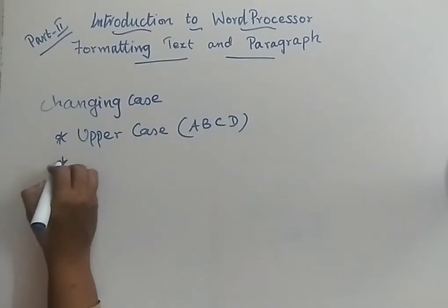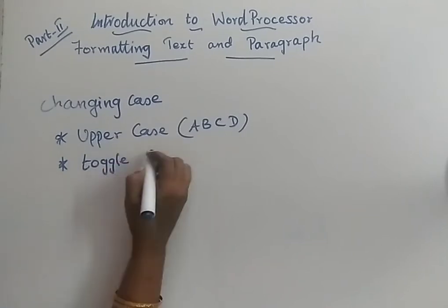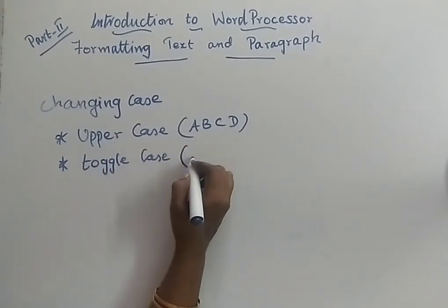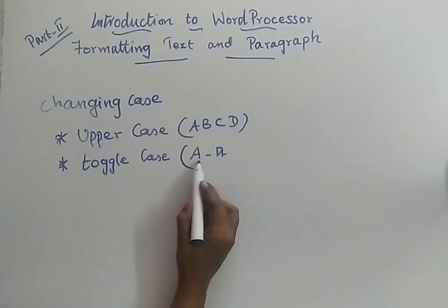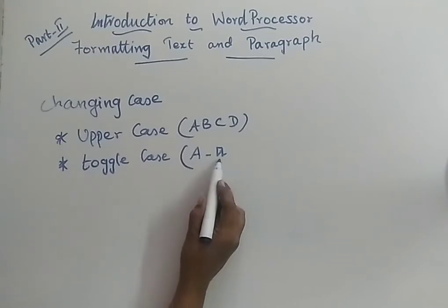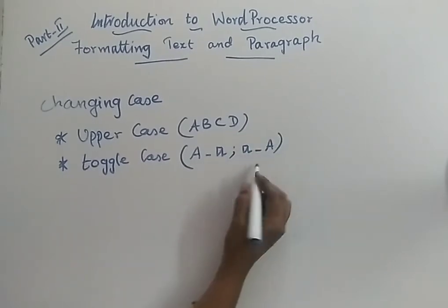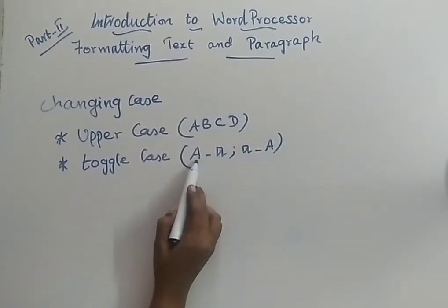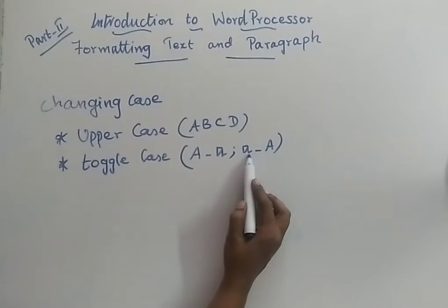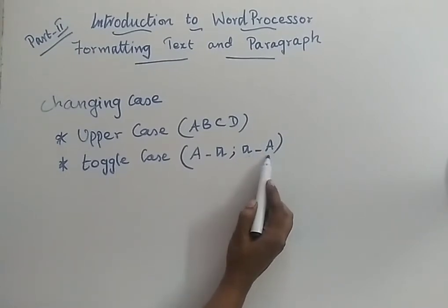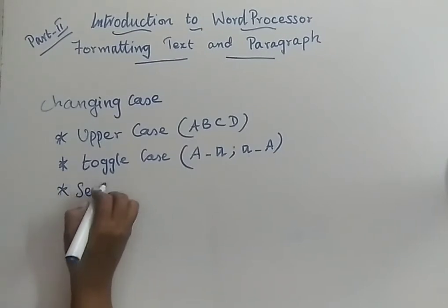Okay? And the next one is toggle case. What do you mean by toggle case? If you type in capital letter, it will be displayed in small letter for you. Otherwise, if you type in small letter, it will be displayed in capital letter for you. Don't forget, if you give a capital letter it will change to small letter; if you give a small letter it will be changed into uppercase. That is what you mean by toggle case. Okay? And the next one is sentence case.